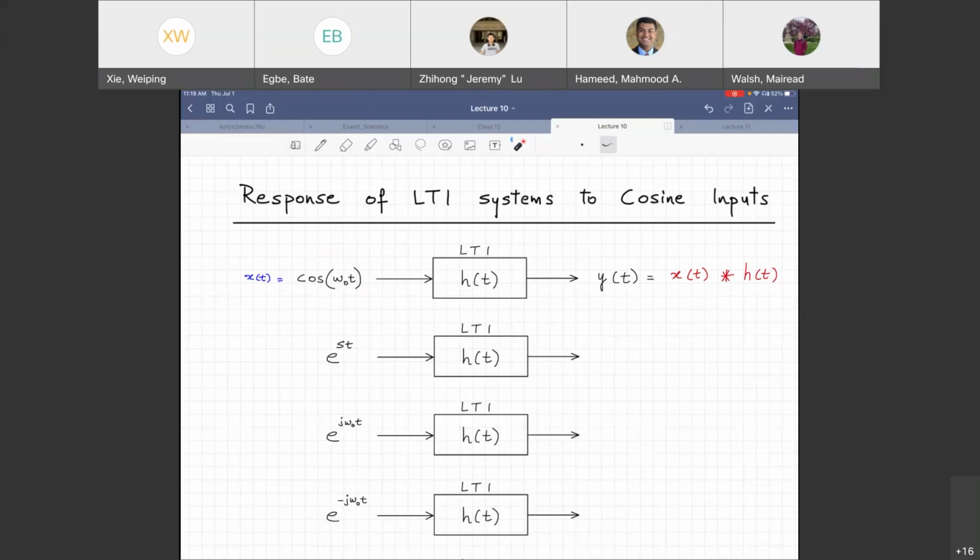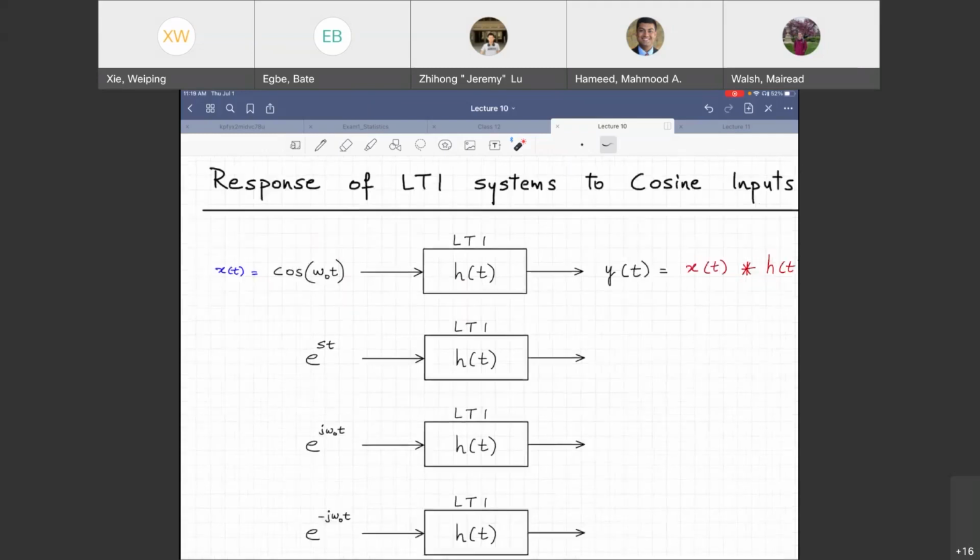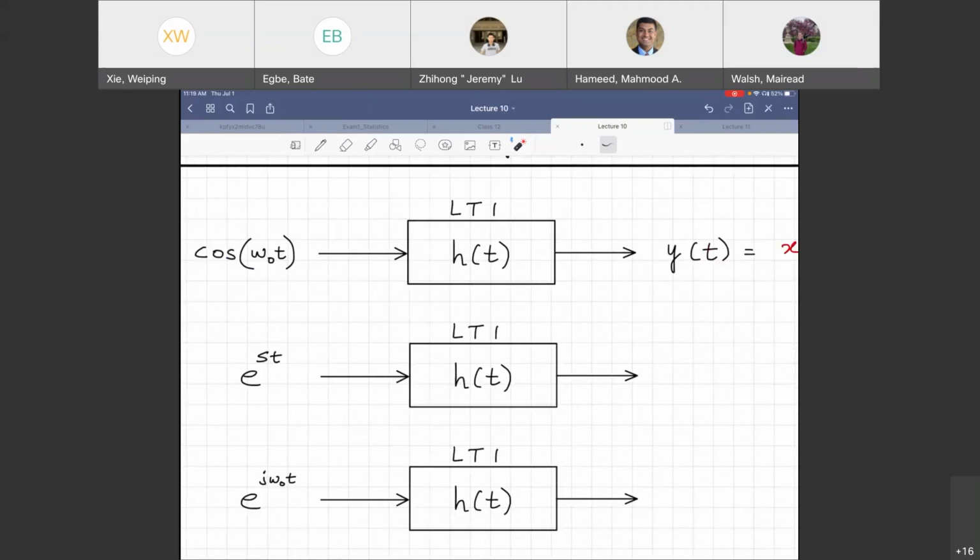Instead, because cosine has how many frequencies? Only one. I can use some other techniques to evaluate its output. Let's talk about that. The input of a system is e to the st. What is the output? The system is LTI. What are the eigenfunctions of an LTI system? You guys have seen Laplace since childhood. So, long time ago. What are the eigenfunctions of an LTI system?